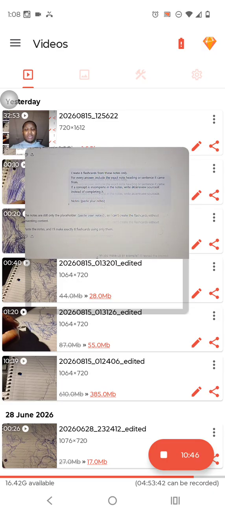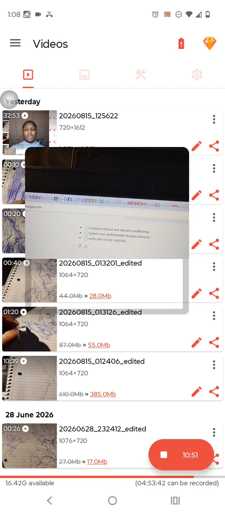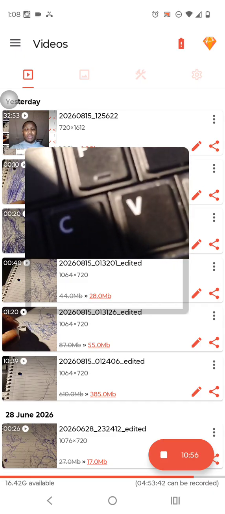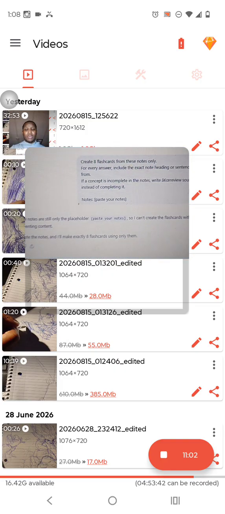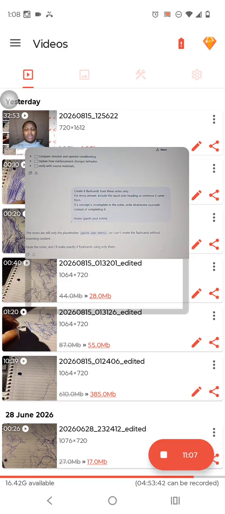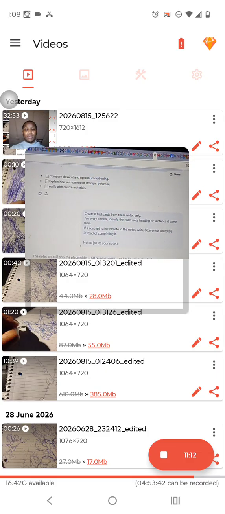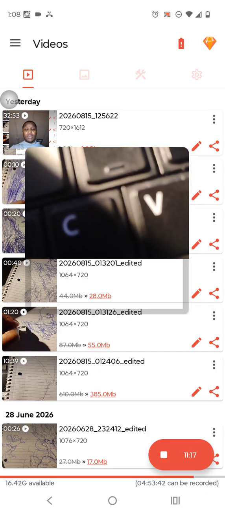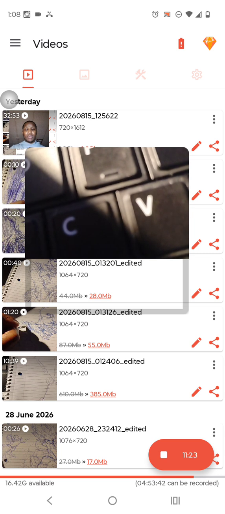Now, the second one was: create 8 flashcards from these notes only. Whoops. So here's the thing, right? This is where I'm going to put the screen down and scroll to where I got the answer. When I put in that prompt, as you can see, ChatGPT forgot what I said. It says the notes are still only placeholder, paste your own notes, so I can't create flashcards without inventing content. Paste the notes and I'll resend the flashcards, it says. So I'm going to scroll down to where I finally got the notes in there so that I can continue reading with the second prompt and onwards.